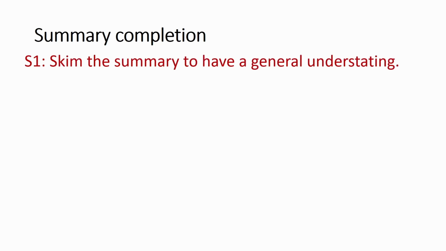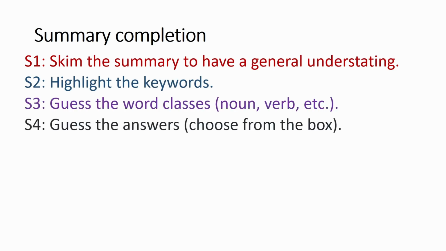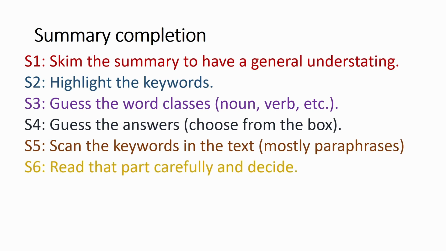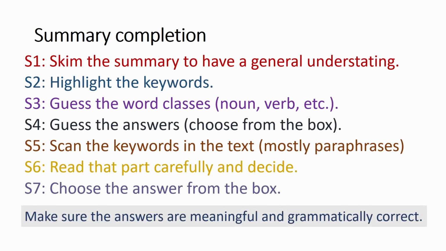1. Skim the summary to have a general understanding. Highlight the keywords. Guess the word class. Guess the answers if you can. Choose from the box. There are sometimes some clues that help you answer the questions even before reading. I will show you examples. Then scan the keywords in the text. Read the part carefully and decide, and choose the answer from the box. But make sure the answers are meaningful and grammatically correct.